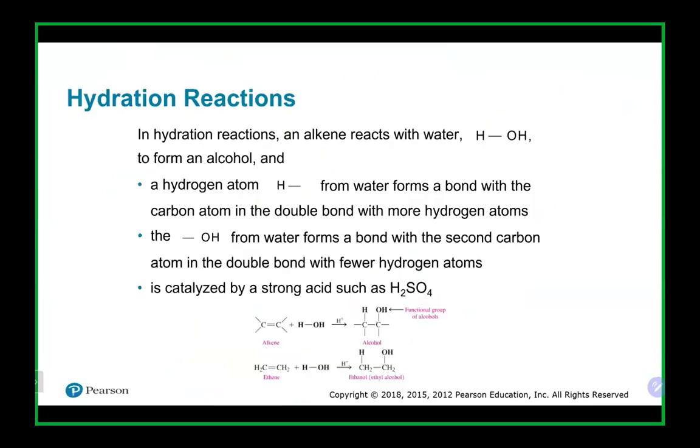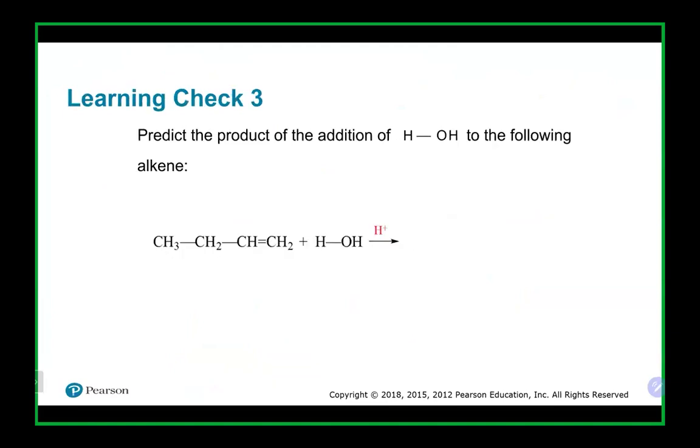All right, let's see. We talked about our hydration reactions again, creating our alcohols. So why don't you do this one as well? Why not?